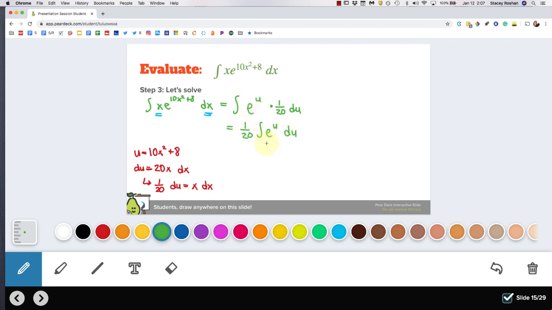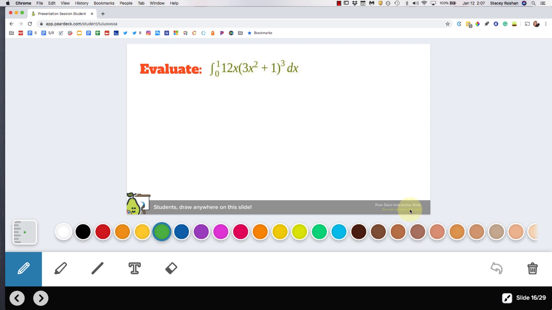And remember that the antiderivative of e to the u is e to the u. Very important. Don't go adding 1 on that one. The derivative of e to the u is e to the u. The antiderivative of e to the u is e to the u plus c. So our final answer, 1/20th e to the 10x squared plus 8, because that was our u, plus c.